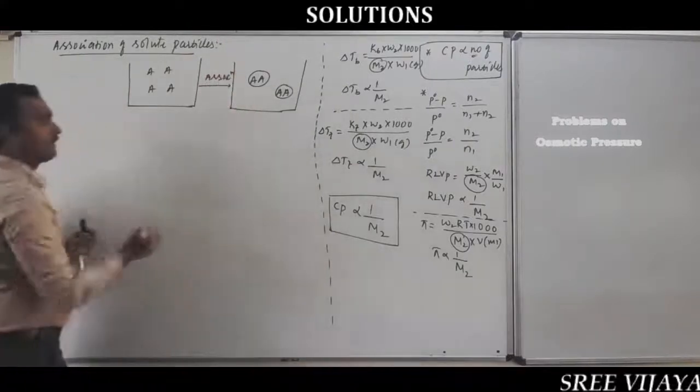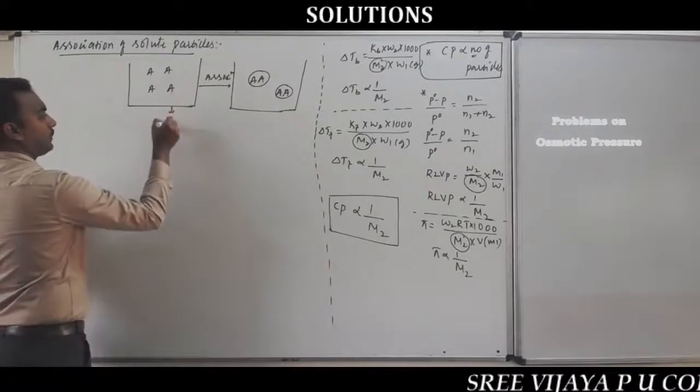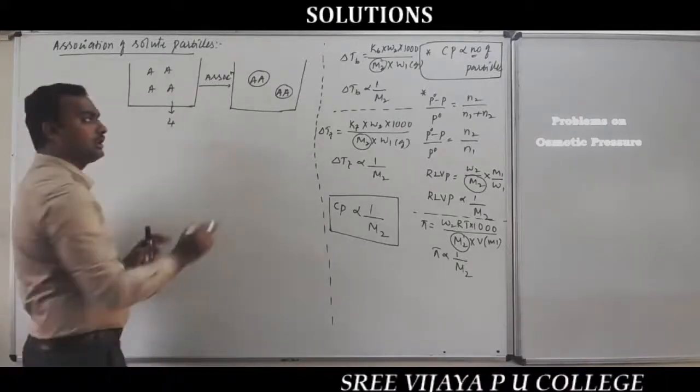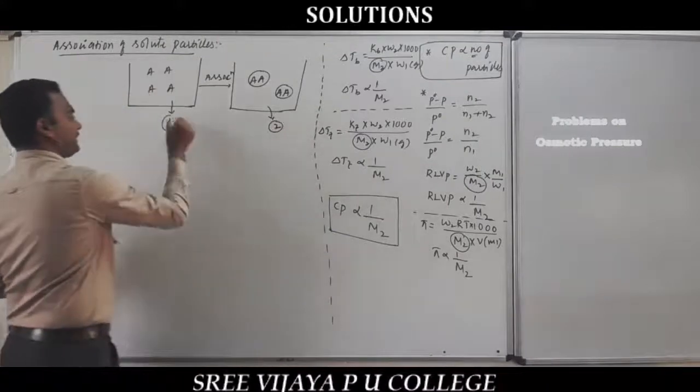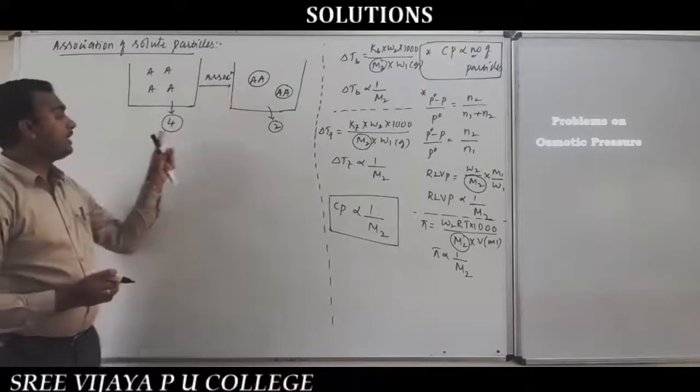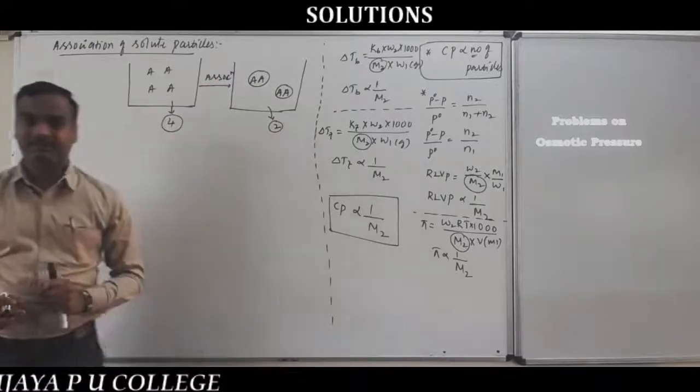After association, how many particles are there? Before association there are four particles. After association, two particles are there. So remember, during association, the number of solute particles decreases.